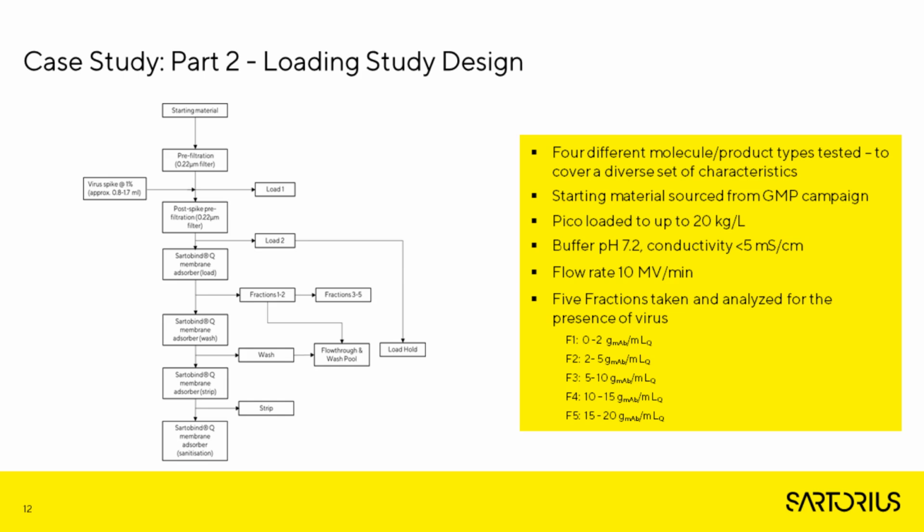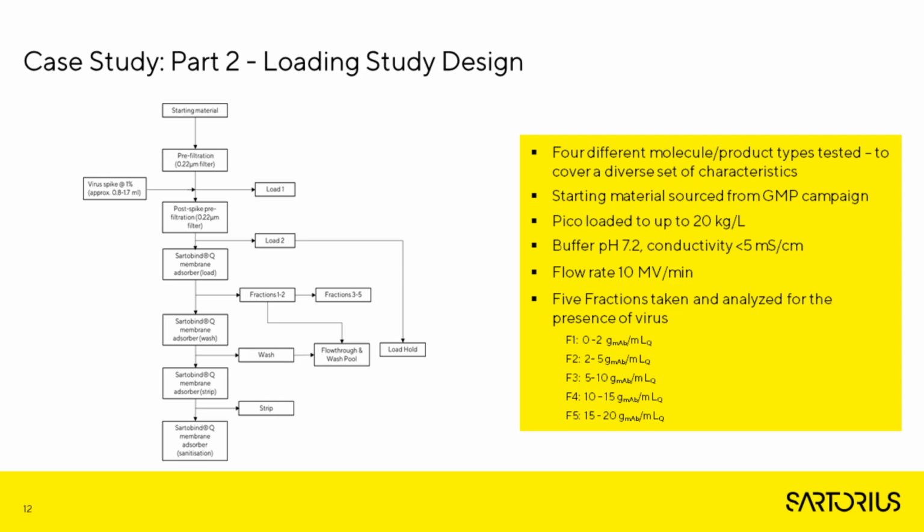So moving on to the study design for part 2. The goal of the study is to determine the amount of test material that can be loaded on the membrane in the flow-through mode before the membrane becomes overloaded by our negatively charged impurities and virus breaks through into the filtrate. So again, we have our 4 different molecule product types.